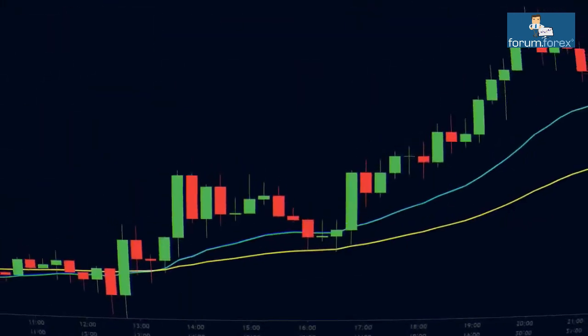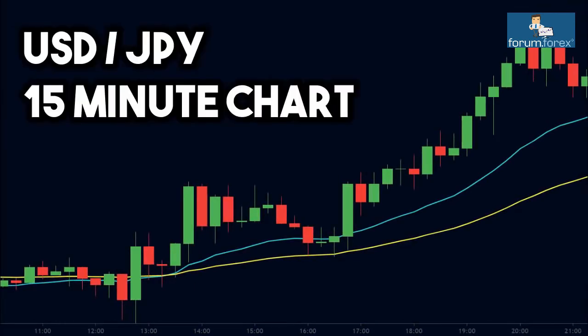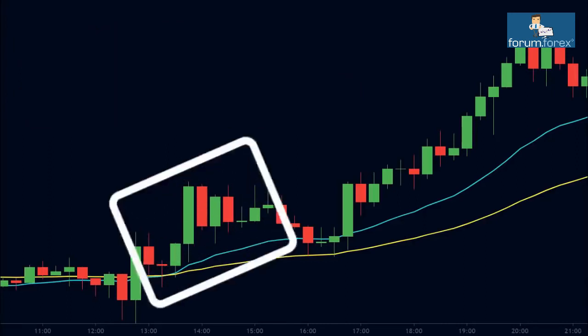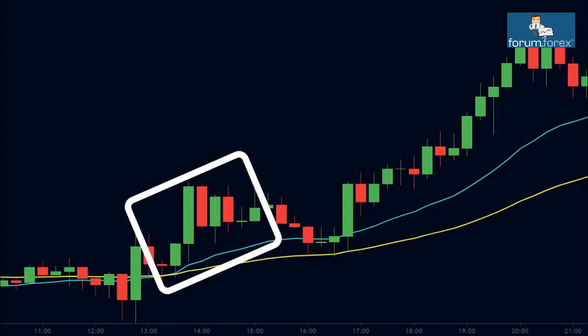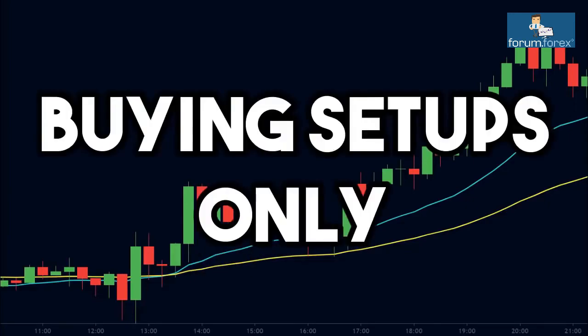Let us look at an example to understand the strategy. Here we have the USD-JPY pair on a 15-minute time frame. First, we see that the price is trading above the 20 and the 50 EMA, and the 20 EMA is above the 50 EMA. The slope of both of the moving averages is also upwards. So we are looking at buying setups only.